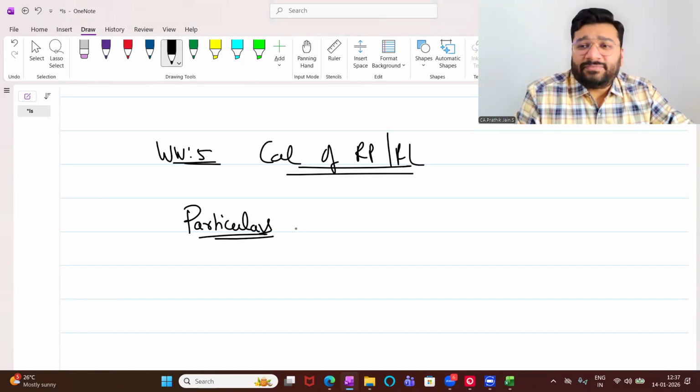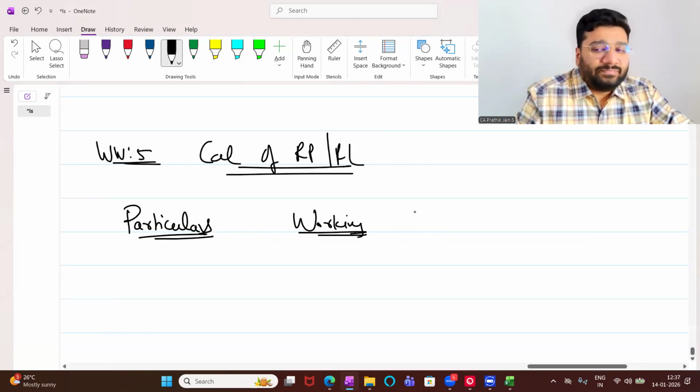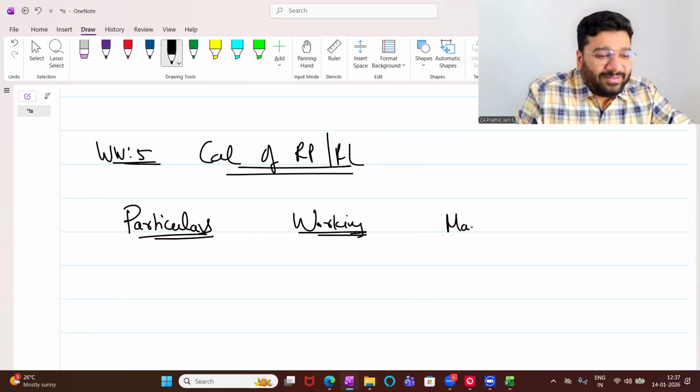Particulars. Then what? Fast. Market value of machinery versus book value of machinery.